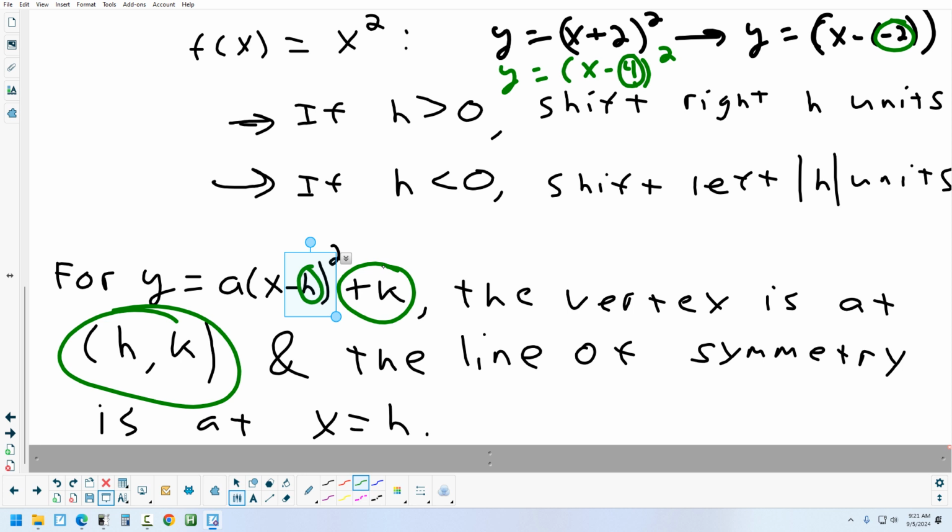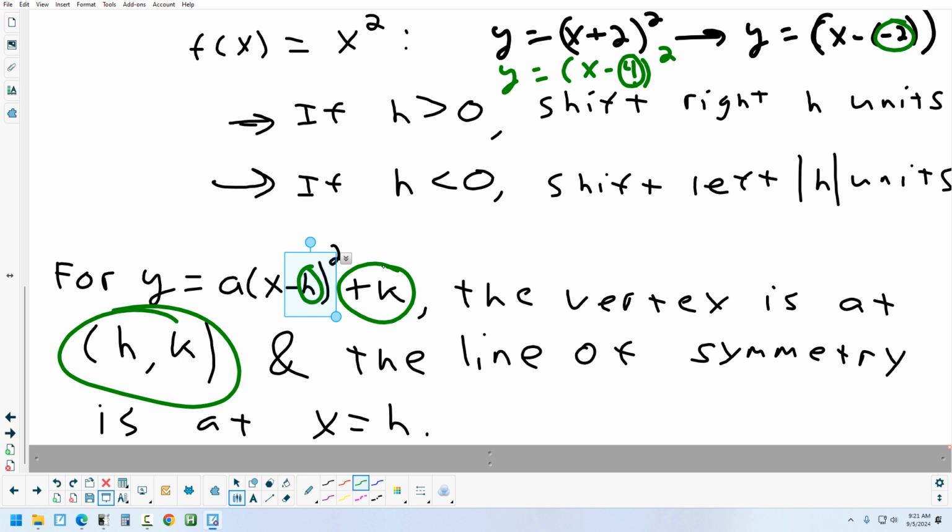Yeah. Because you're not shifting left or right, so the x coordinate is the same. Can you say that again for me? Could you repeat the question? So how come shifting up and down doesn't affect the line of symmetry in a parabola? The x coordinate is the same, so.